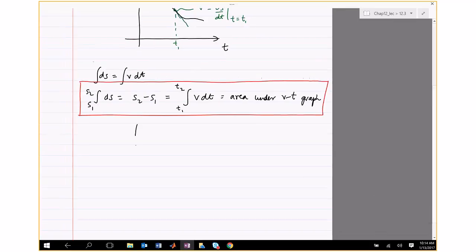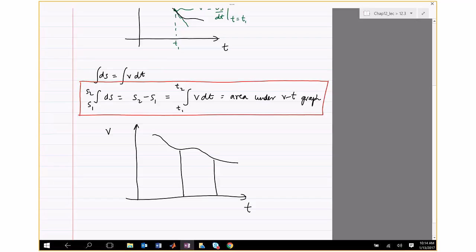So similar to the previous plot, I can now interpret this graphically in the following way. I'm interested in the VT graph, so VT, and let's say this is the curve. I'm interested in the distance the particle moves from T1 to T2.